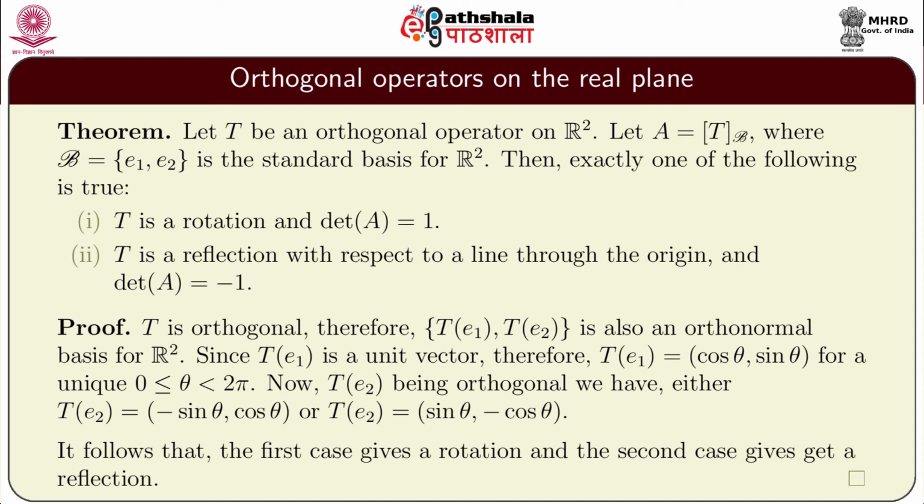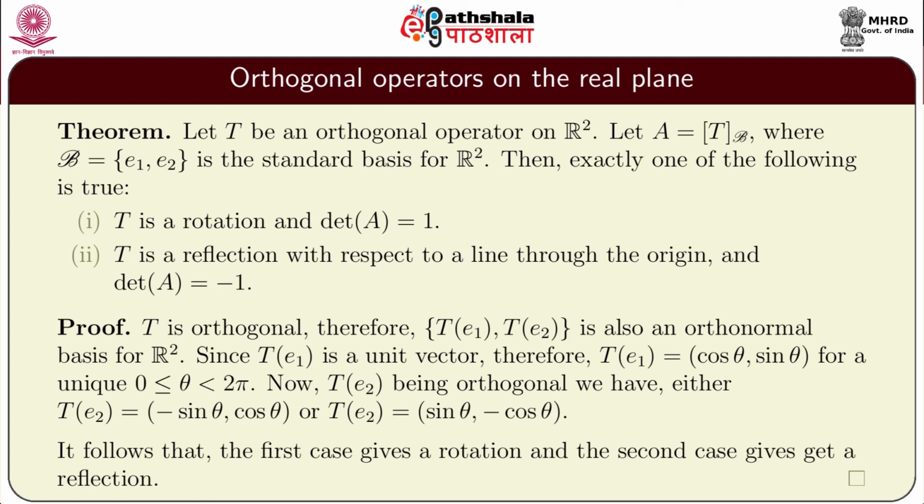Let T be an orthogonal operator on R2. Let A denote the matrix T B, where B is the standard basis for R2. Then exactly one of the following is true. The first one says that T is a rotation and determinant of A is 1, and the second one says that T is a reflection with respect to a line through the origin and determinant of A is minus 1.